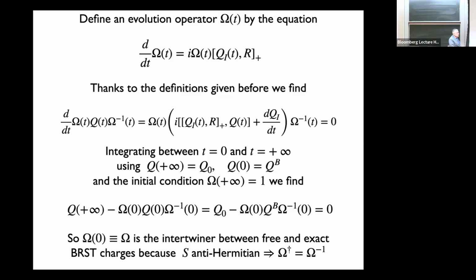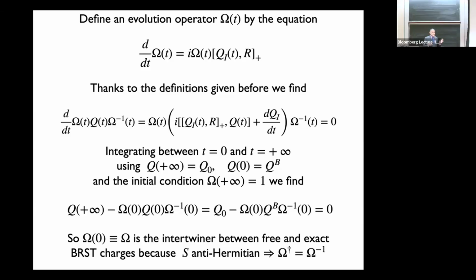Which is also the free BRS charge minus omega 0 QB, the complete BRS charge, omega minus 1, is equal to 0. So indeed, this omega 0 is the intertwiner. And because this is an overkill, because this anti-commutator is Hermitian, and i times the anti-commutator is anti-Hermitian, this omega is a unitary operator. Okay. And everything here is done at the same level of rigor as time-dependent perturbation theory in quantum mechanics.